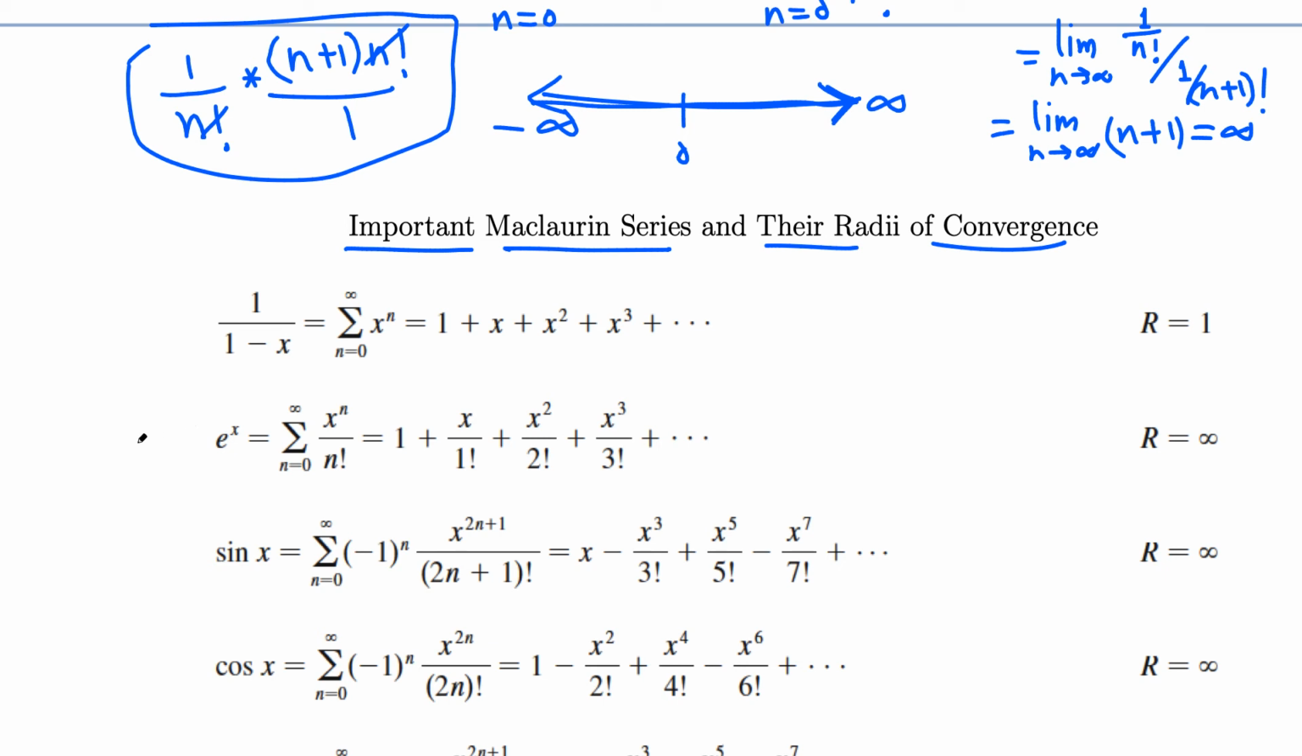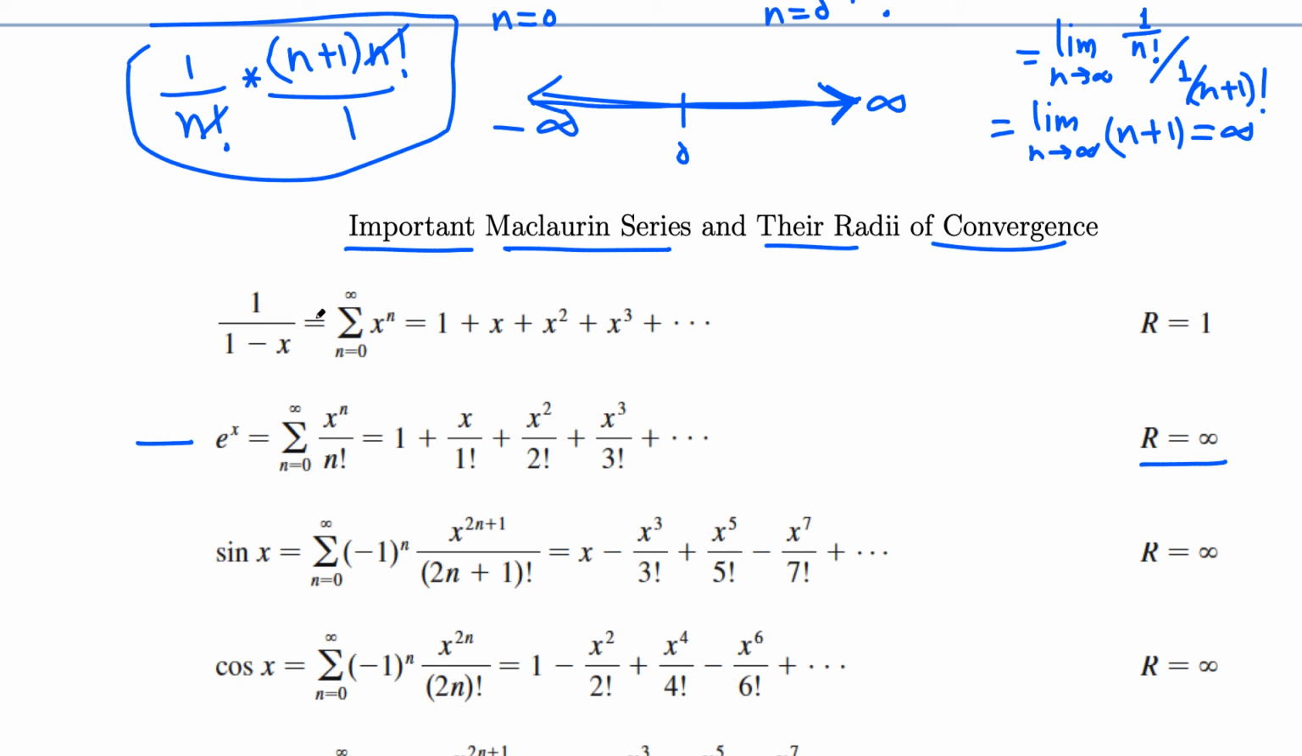We just saw this. For e to the x, in closed form we can write this, or in expanded form this way, and we just found that the radius is infinity. That means for any x, this series has a finite value. This series converges. This series makes sense for any x. For any value of x, we still get a finite sum.